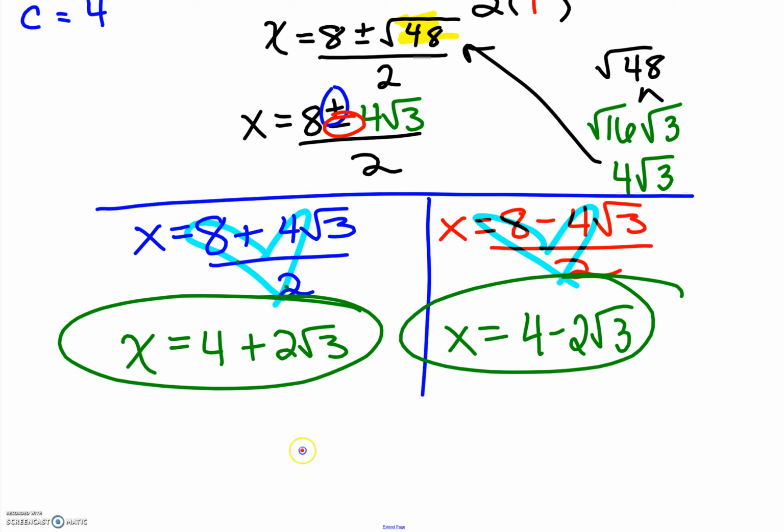You might also see it written like this: 4 plus or minus 2 radical 3.